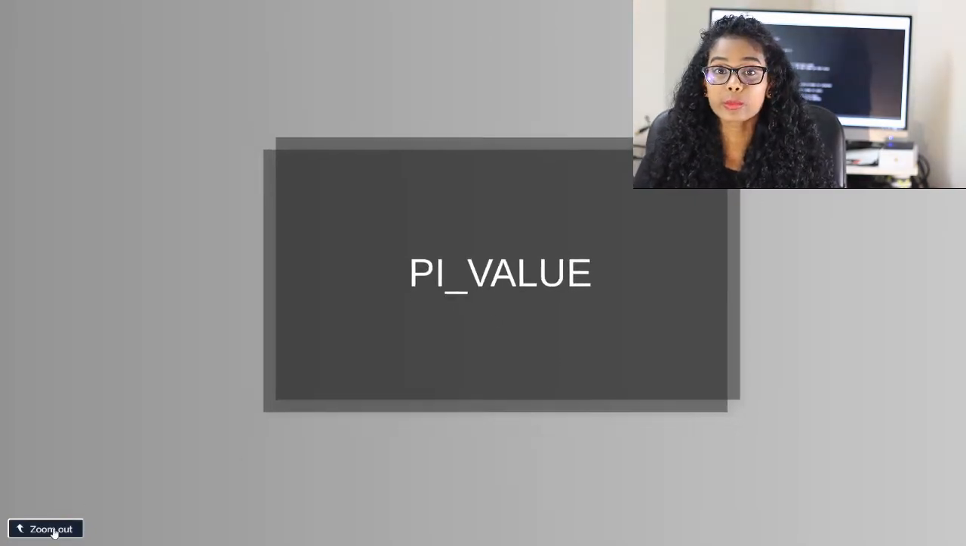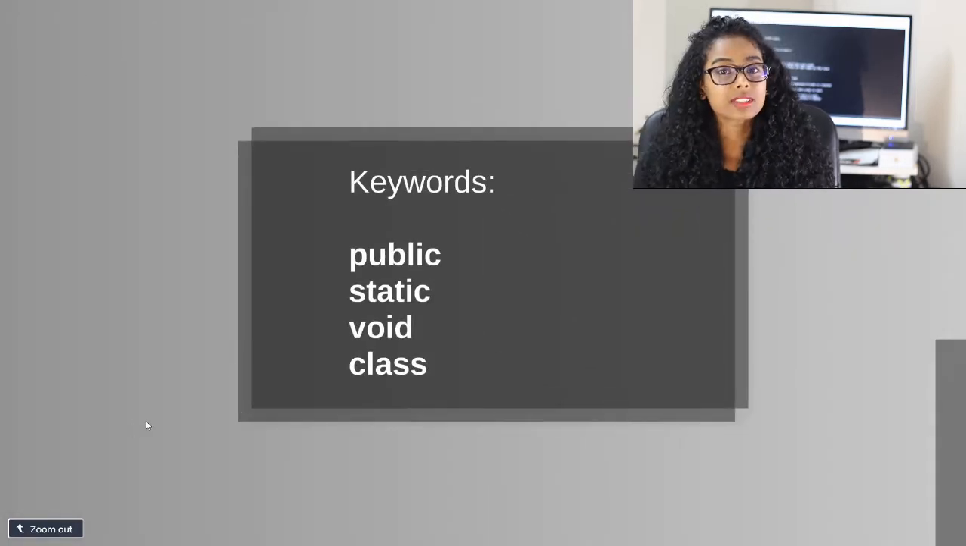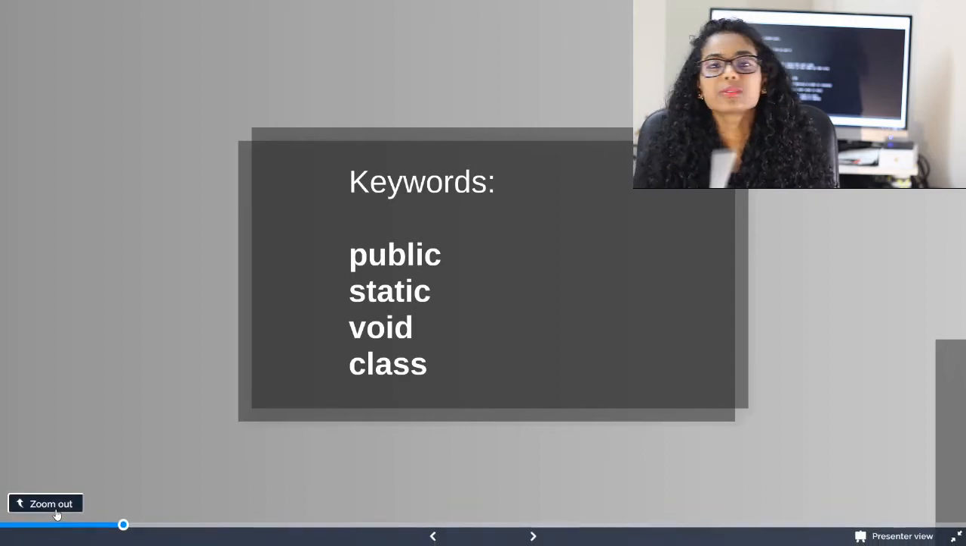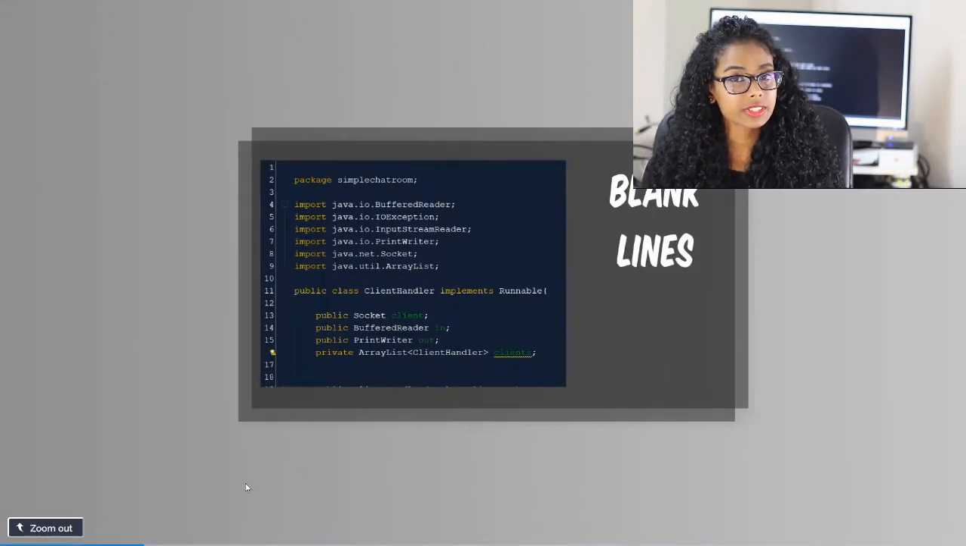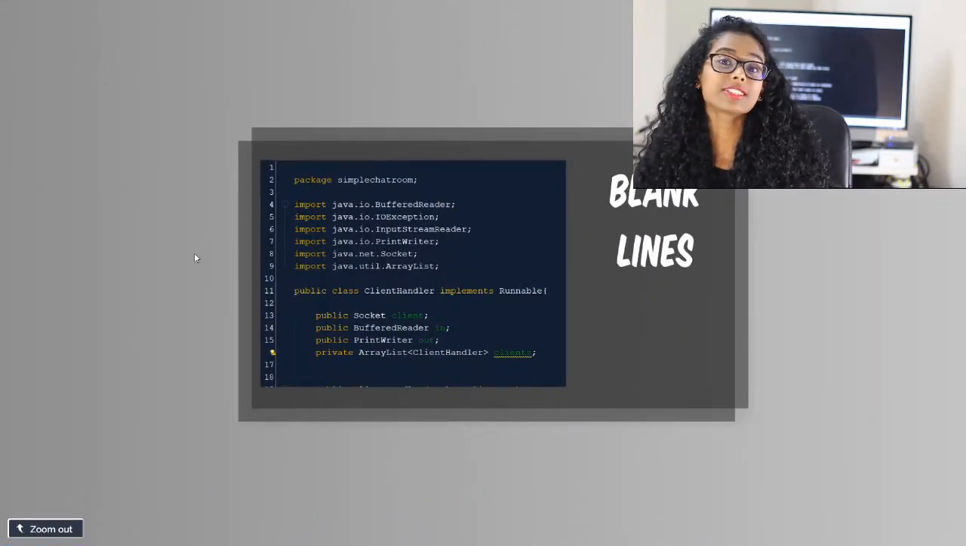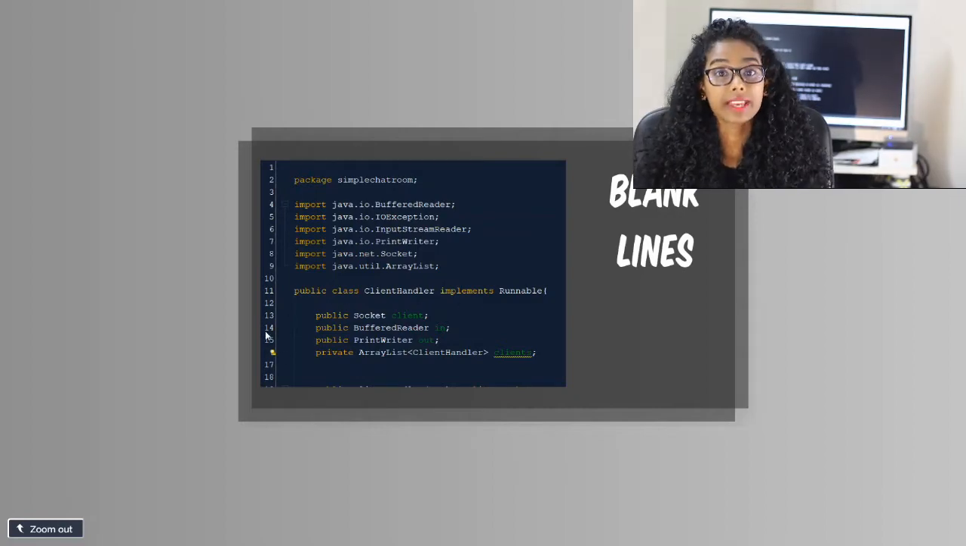Keywords or reserved words in Java are always supposed to be in lowercase. Some of the words that you might know are public, static, void, and class. And we're going to talk about them in later videos, but for now, just know these. Next, we have blank lines. Blank lines are used to separate different sections of a program. As you can see in this example, you can see how neatly they are separated into imported sections or different methods.